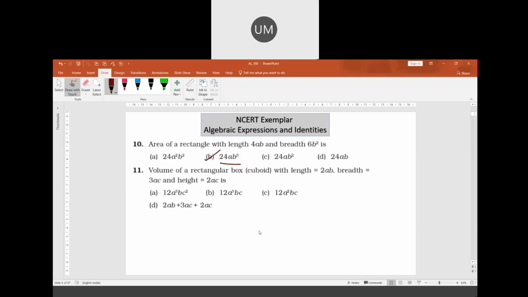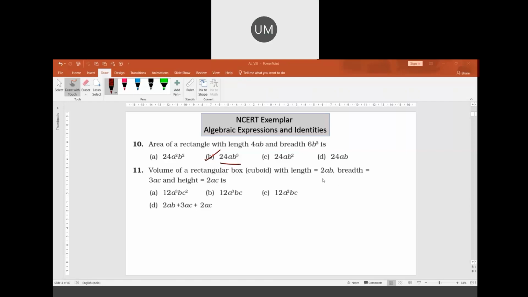Volume of a rectangular box, cuboid, with a length 2AB. Uday, what is the problem? Volume means it is length into breadth into height.